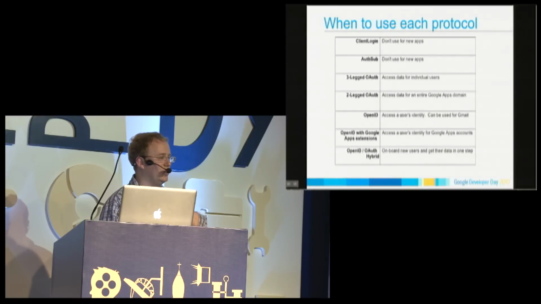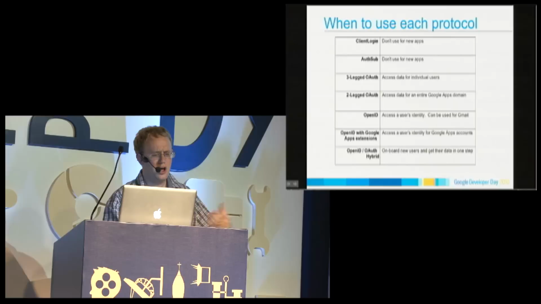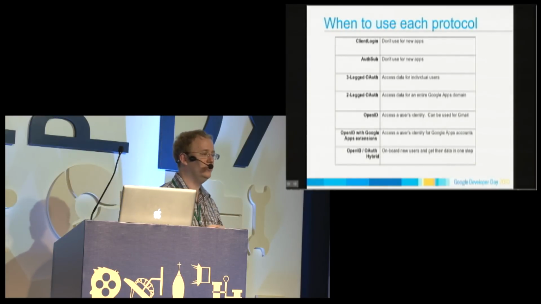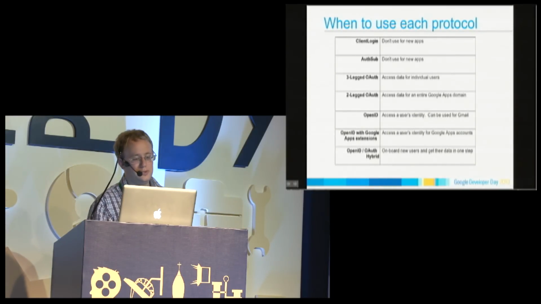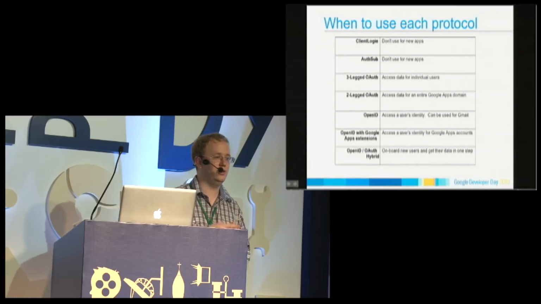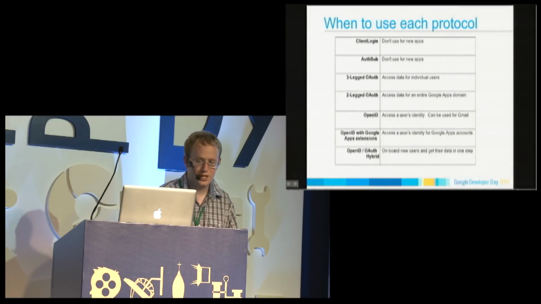So client login is where you pass a username and password and get access to the resources. For obvious reasons, you as an application don't want the liability of having a user's username and password. Auth sub was kind of the precursor at Google, the non-standard version of something like OAuth. So you want to use OAuth, and then there's the different flavors that you can use. Three-legged OAuth is where you redirect the user in the browser and ask for access to their data. You use that when the individual user owns the data.